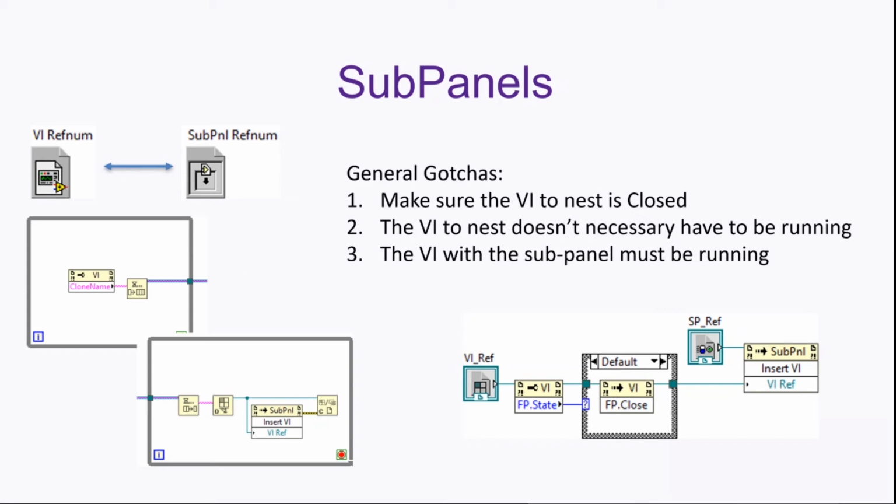Couple of gotchas. The VI to nest has to be closed. So a lot of the time you'll see this sort of design pattern. We get a reference and we see if it is anything but closed, we close it. We can then insert it into the subpanel. The VI to nest doesn't actually have to be running. You could nest a non-running VI. However, this VI would have to be running, the one that's actually got the subpanel.